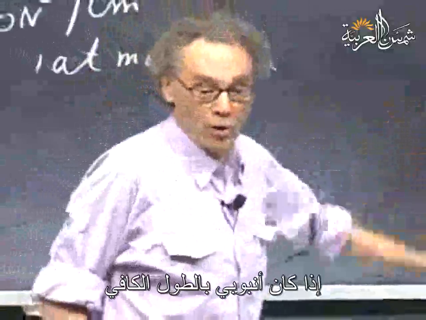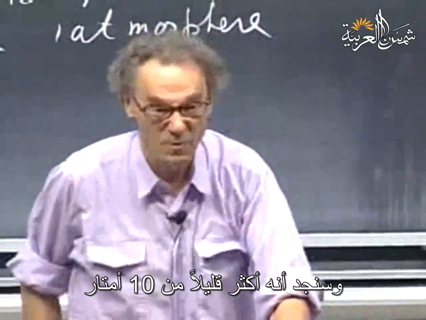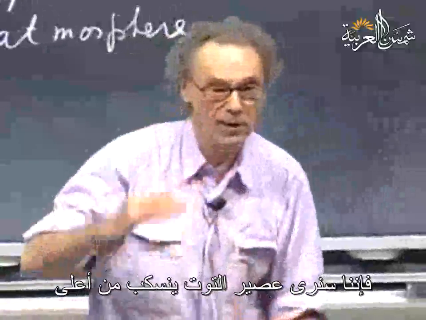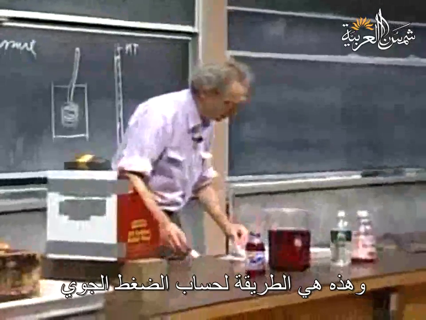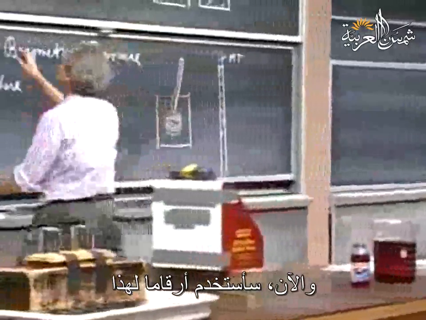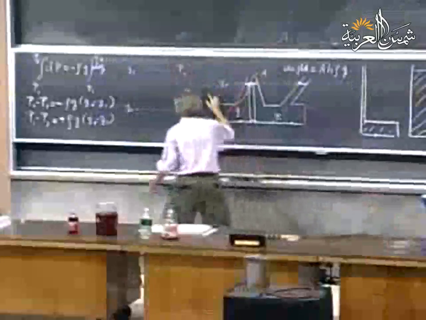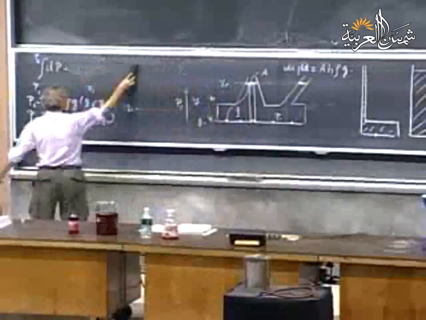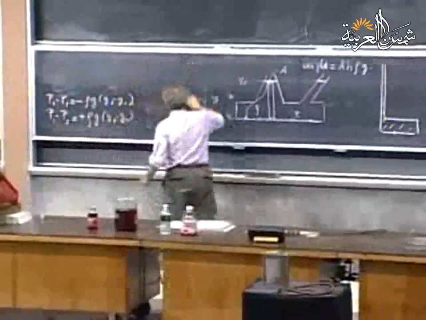If my hose were long enough, and we will know shortly how long, turns out to be more than 10 meters, then we would see the cranberry break loose from the top. And this is a way that you can measure the atmospheric pressure, and I will now be more quantitative about that. I will leave this equation because I like that equation.